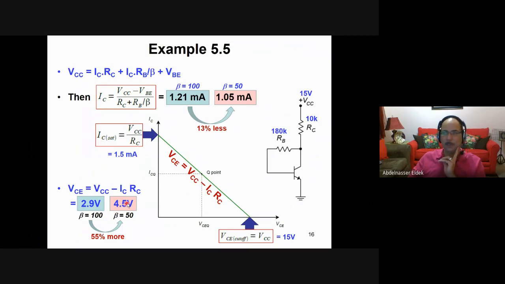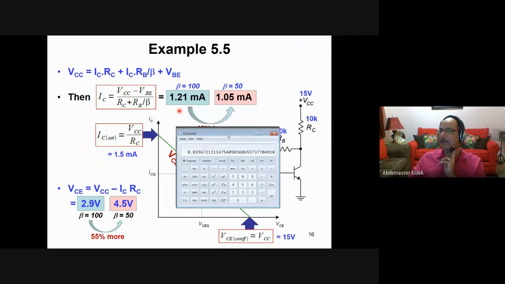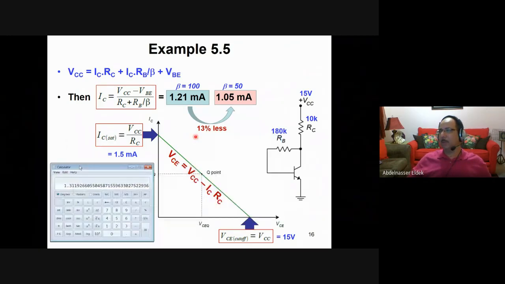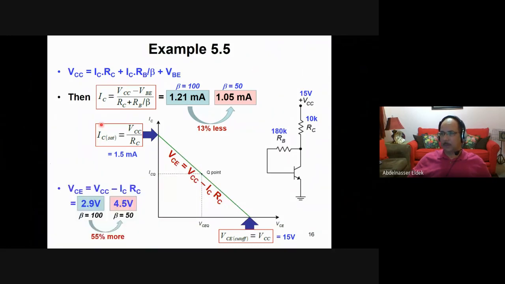Let us see if it is 200. What will happen if it is 200? Let's calculate it. If it is 200, then VCC is 15 minus VBE 0.7, that is 14.3, divided by RC, which is 10K, plus 180 divided by beta, which is 200. If I make it 200, then equal 1.31. Okay, so the current here will be 1.31. So let me write it here.